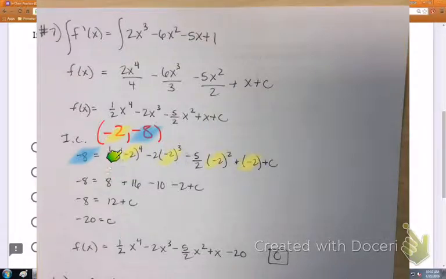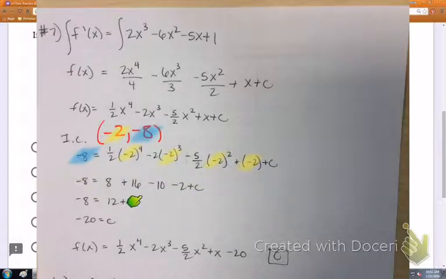And you can do this without a calculator. It might not be pretty or you might not like it, but you can do it without a calculator. So if I plug in negative 2 at all these places, then I just simplified. So for example, negative 2 to the 4th power is 16. Half of 16 is 8. Negative 2 to the 3rd power is negative 8, times negative 8 is positive 16. So on and so forth. You guys can actually simplify those and get those.